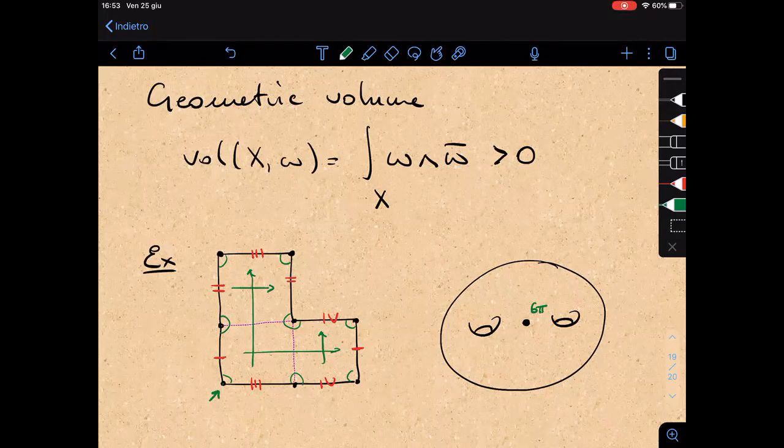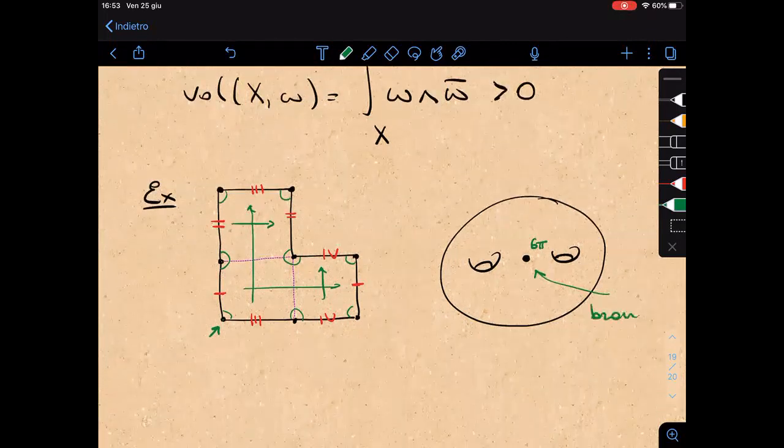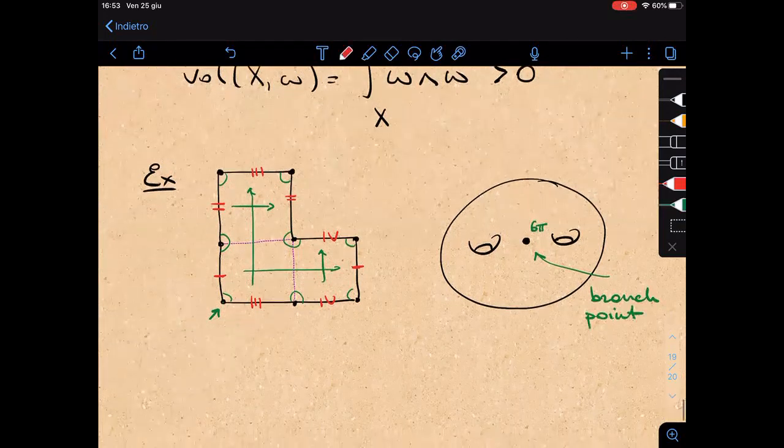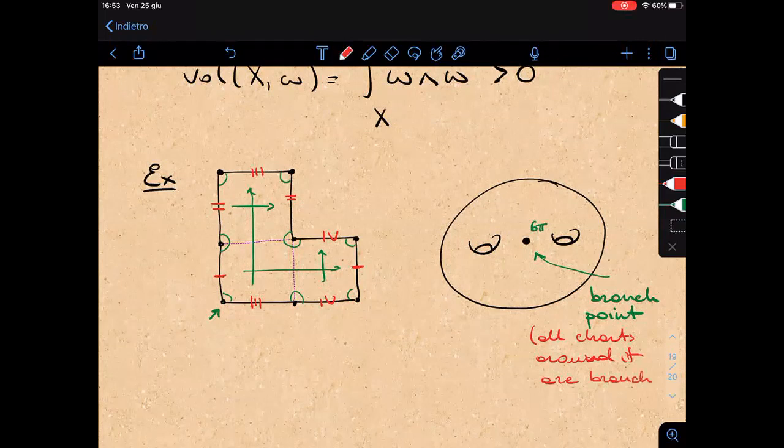So this is a branch point. It is the unique branch point for this structure. Branch point, I remind you, means all charts around it are branch charts.